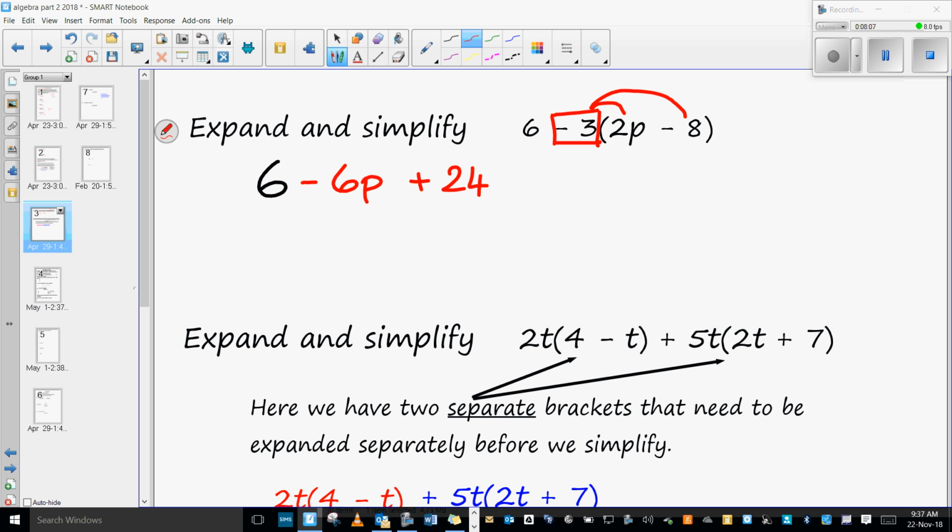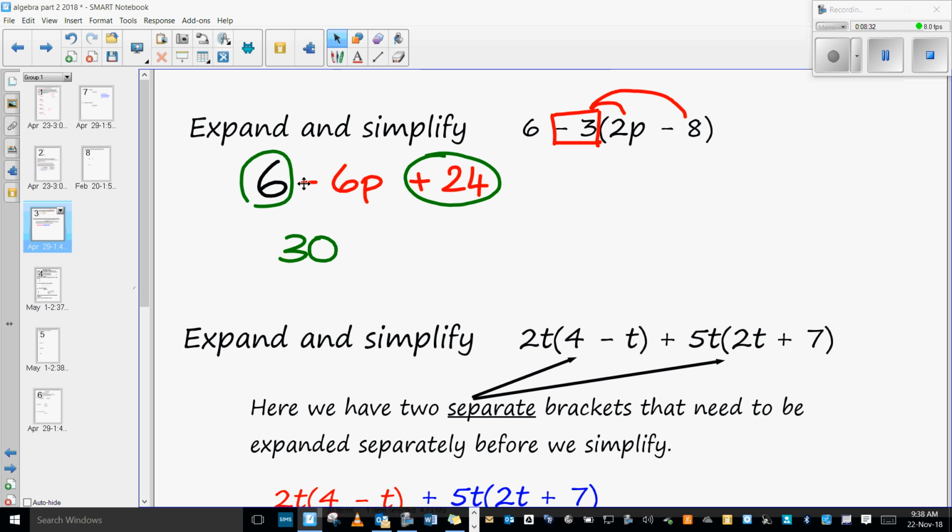So we've expanded it, we're awesome. We now need to simplify it though. So are there any terms that are like terms? Yes, the 6 and the 24. 6 plus 24. So 6 plus 24 is 30. Sorry, I thought. Alright, so we've got 30 take away 6p. You could have negative 6p plus 30 if you wish. Either are correct.